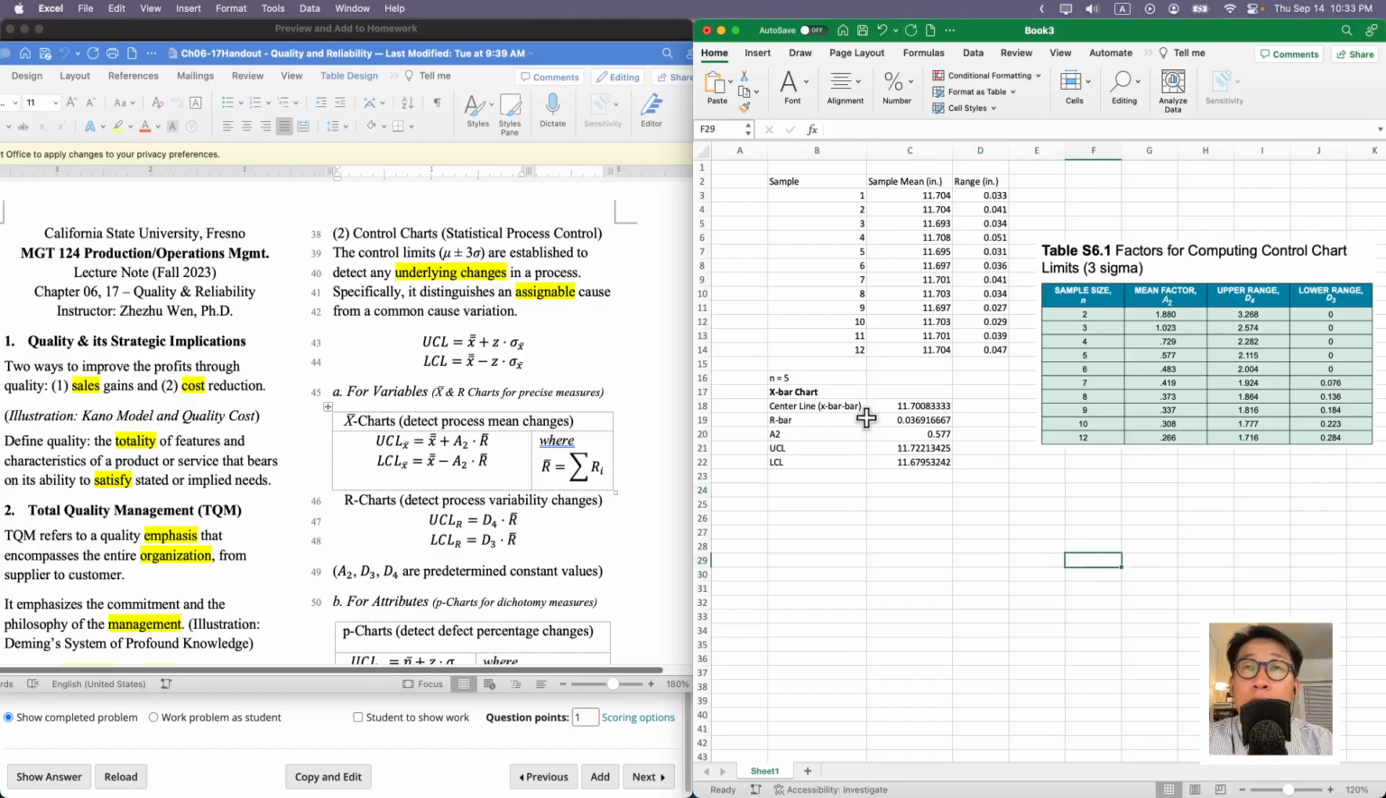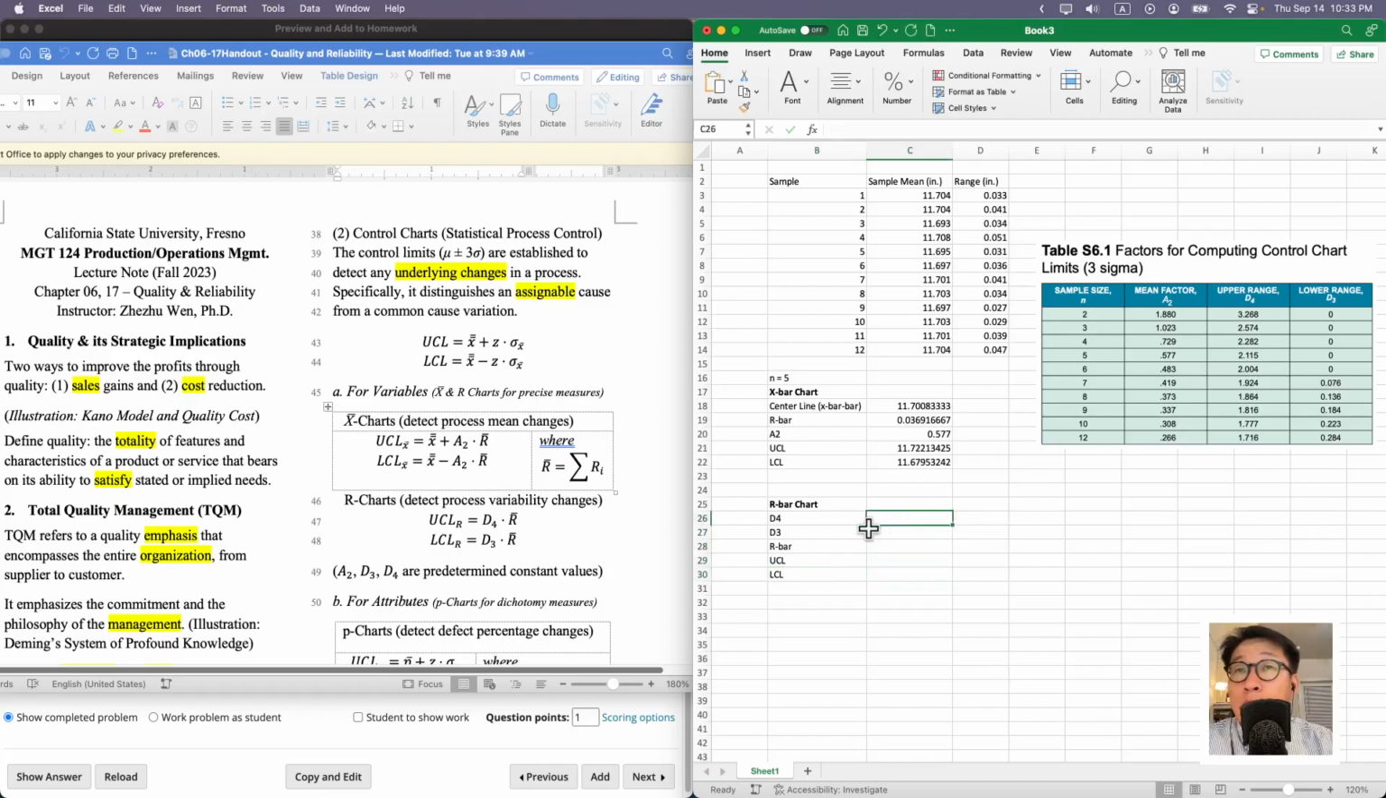So we're done with the X bar chart, and the next step is to develop our R bar chart. Remember, the R bar chart is used to detect change in process standard deviation. In this case, you need D4 times R bar and D3 times R bar. So you need a D4 factor, a D3 factor, and R bar, which we already calculated up there. Then you can develop your upper and lower control limits for your range.